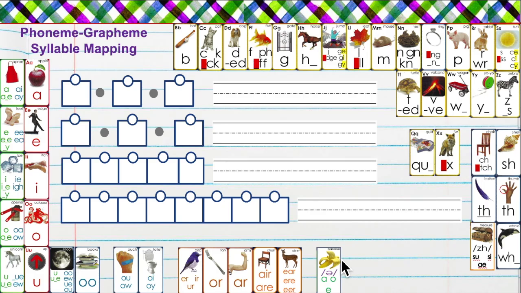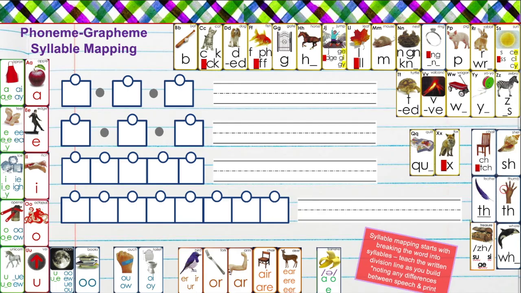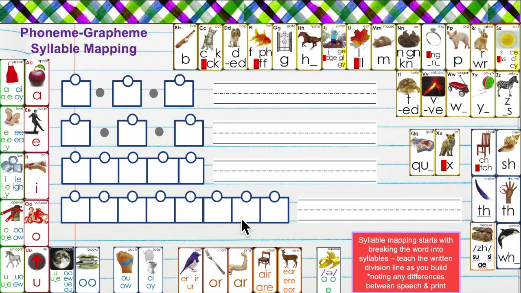All right, so if we're going to orthographically map that, then what we're looking at is the same kind of thing, right? The syllable mapping starts with breaking it up into syllables. You can help them to encode it, then teach the division rule and noting the differences between what we say and what we print, okay? So if our first word was rabbit, I probably would go rabbit and move the B over. As we're writing it down, say, okay, ra is R-A, and then bring out, boys and girls, we're actually going to put a B here because we need to make a short vowel, and then finish encoding it.